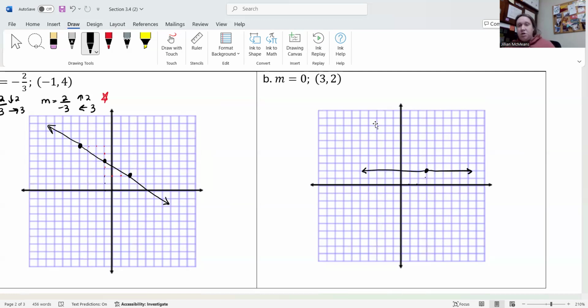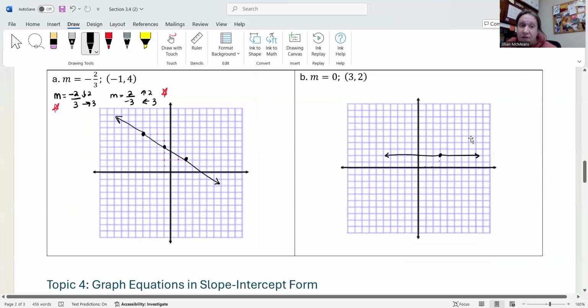Okay. So make sure you take some time, practice graphing using a point and a slope. And it really is going to be a fairly significant time saver.